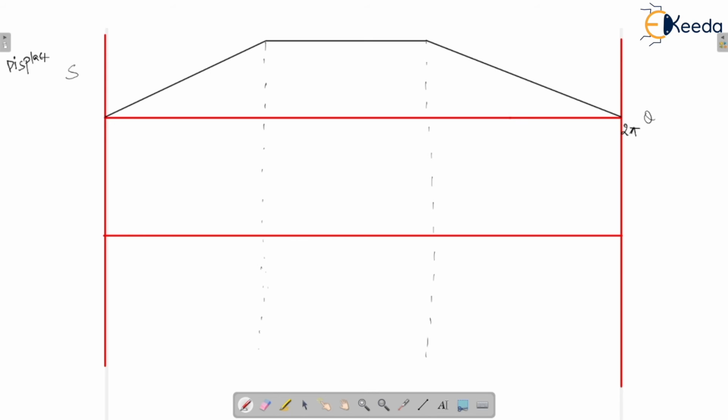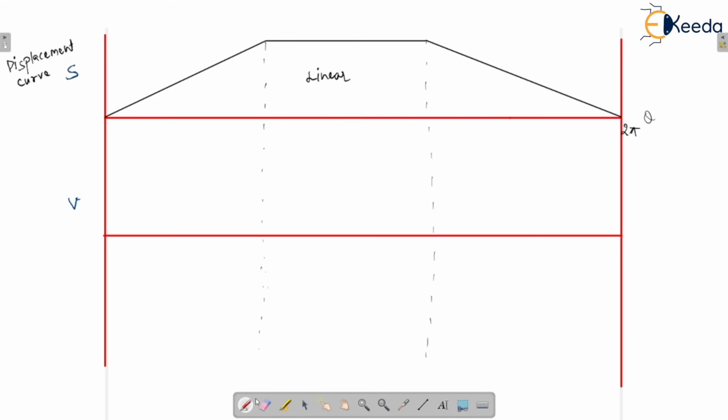Displacement curve. The displacement curve is linear. You can write here that it is linear. Okay, and let me draw the curve of velocity. So this is the displacement, and this is the curve of velocity, which is equal to what?